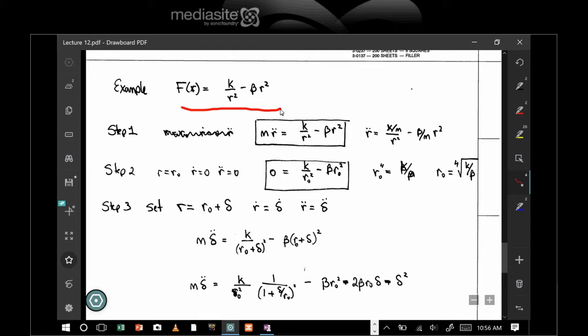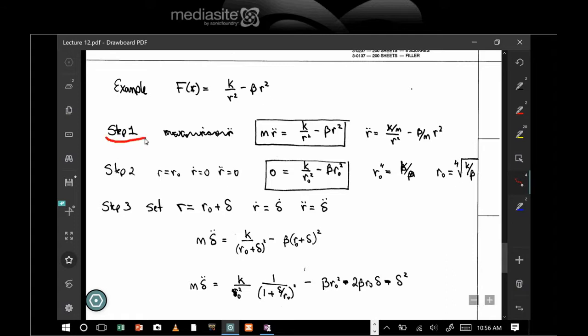I have some force that looks like this. And by the way, if I give you a force, you should always be able to calculate the potential energy associated with that, and plot that potential energy. And just because I give you a force, you should prove that, hey, does this thing have a stable equilibrium point? That's the important thing. Okay, it does. All right. Now what do I do?